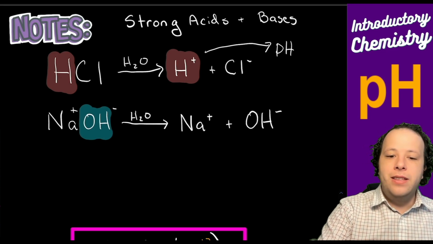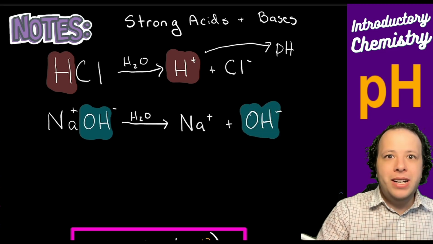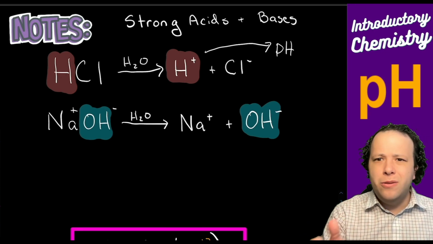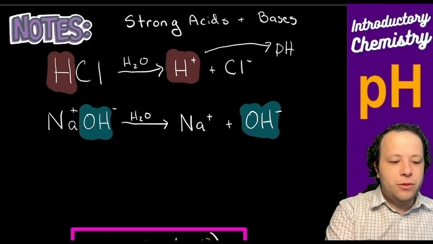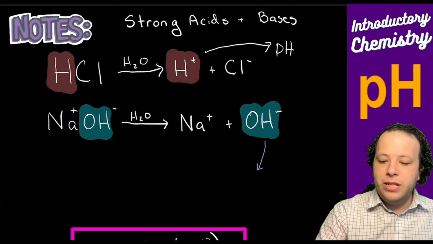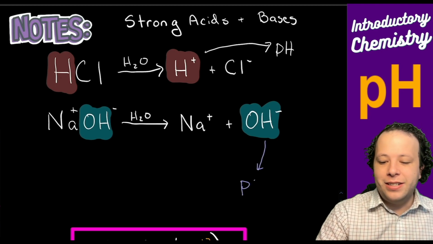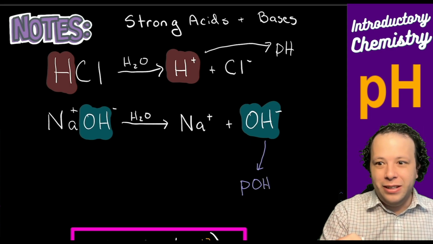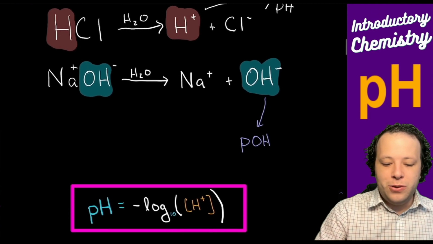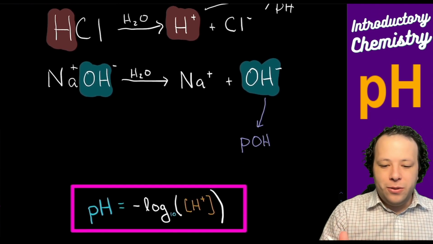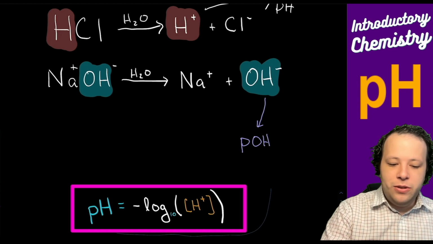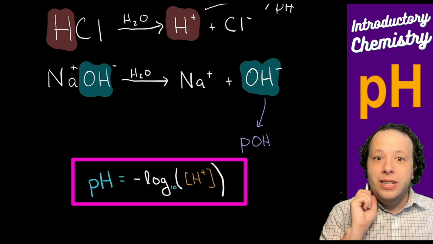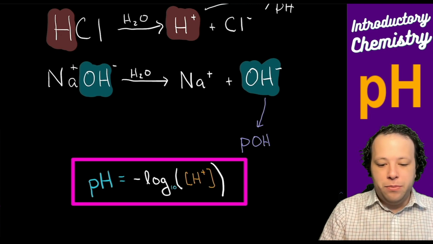Now, when this is breaking off the OH-, there are no hydrogens being generated, so what we're going to be talking about is a different type of pH. Instead, it's going to be pOH, which we'll talk about a little bit ahead. So the first one, though, is pH. In order to measure pH, we're going to be using the following formula: pH is equal to the negative log of H+.